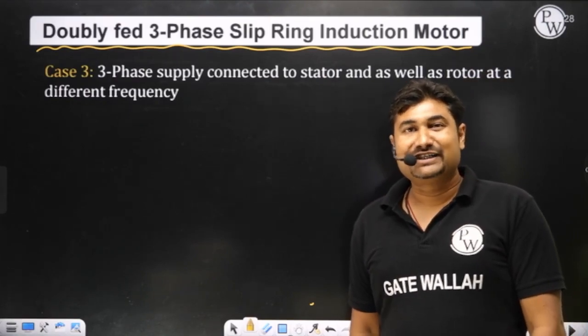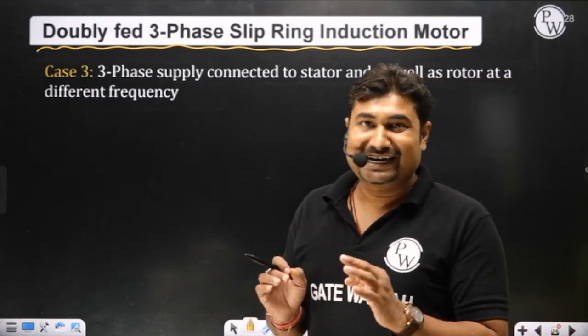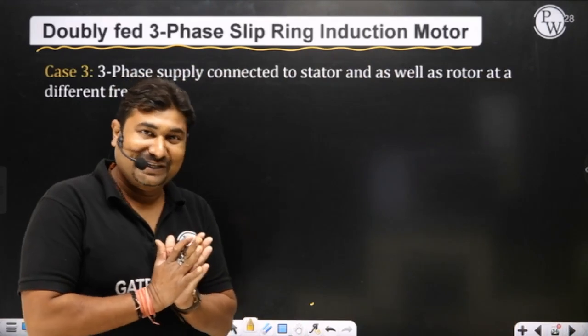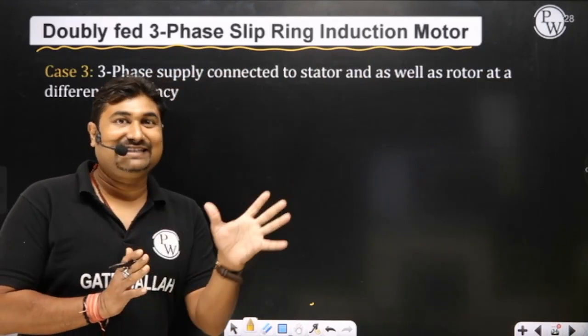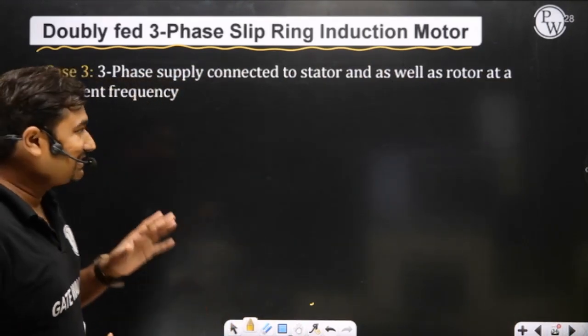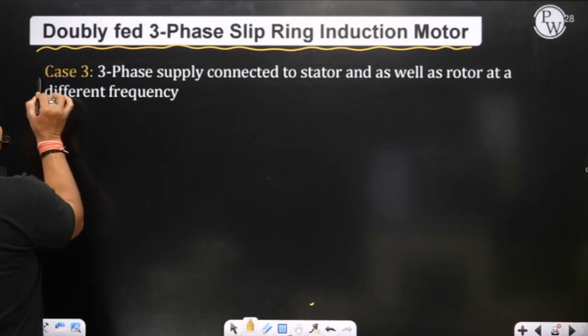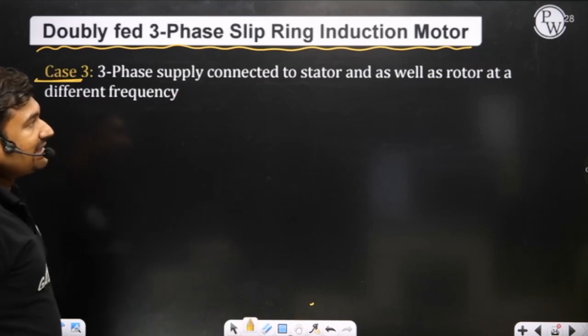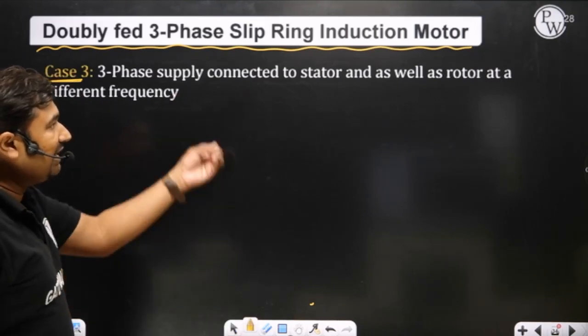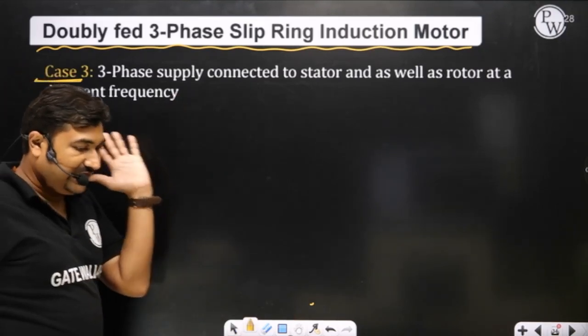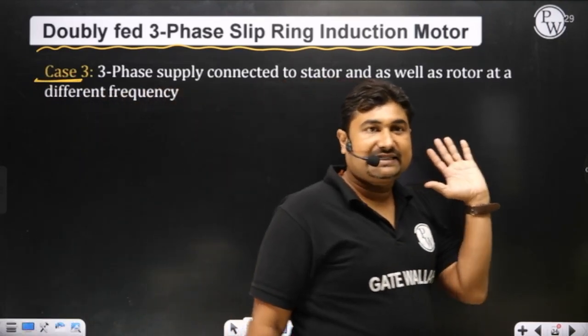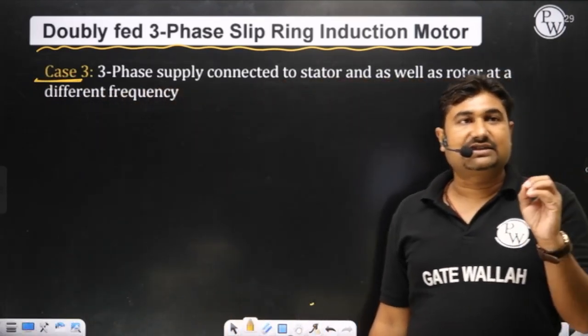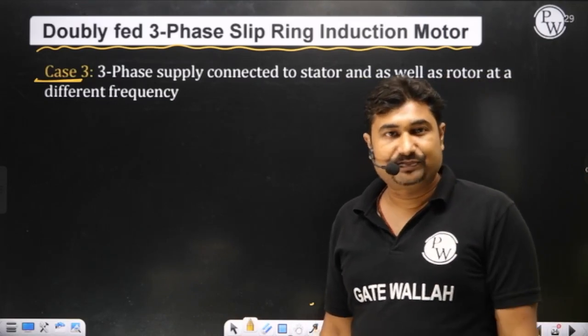The only difficulty is with the reactive power. It can only generate active power. It's a limitation. So we need to manage reactive power. That is the only limitation. Now please observe case number 3. In case number 3, 3-phase supply is connected to stator as well as rotor at different frequencies.